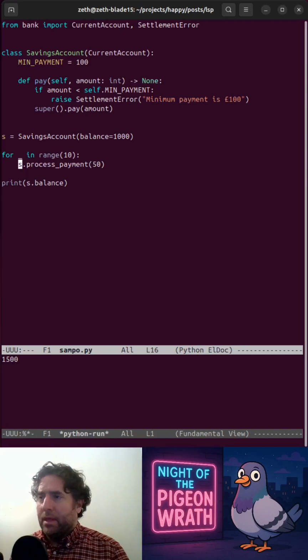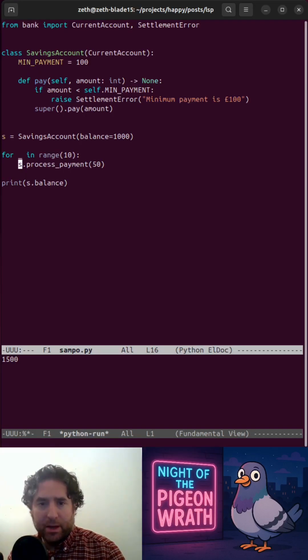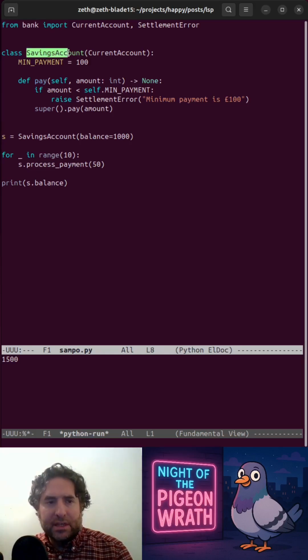Everyone wants the sampo. If you're paying attention, you might have noticed the mistake. There are actually many ways to fix this problem, but the bug isn't really about missing checks or exception handling. The core of it is the wrong inheritance relationship. Savings account isn't really a kind of current account. It's a different kind of account with these stricter limits.